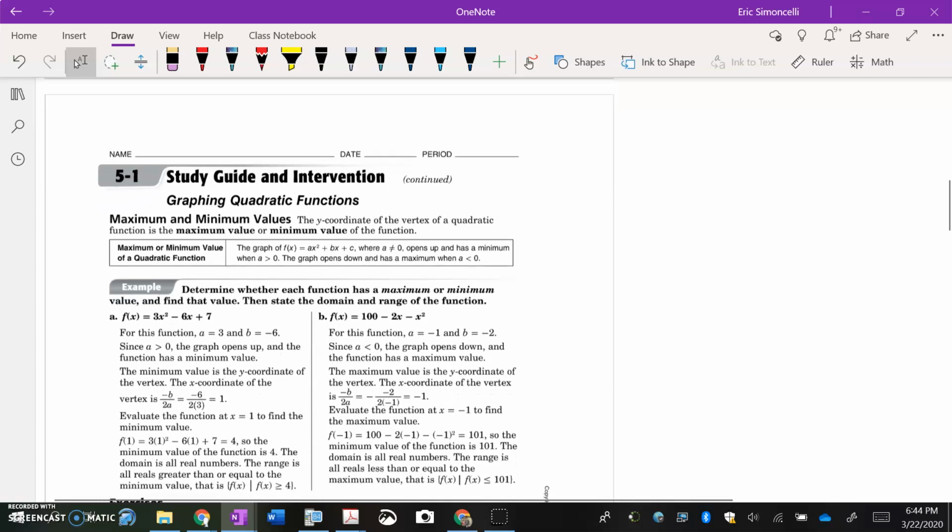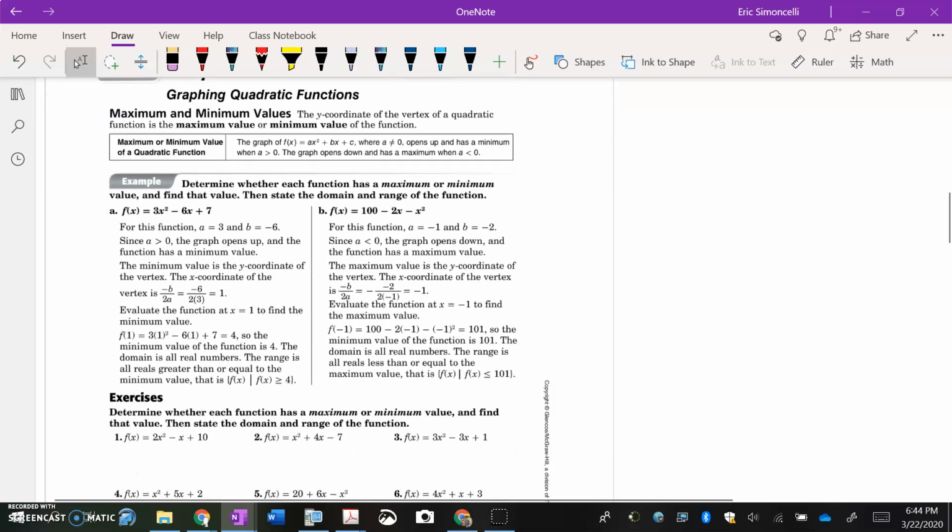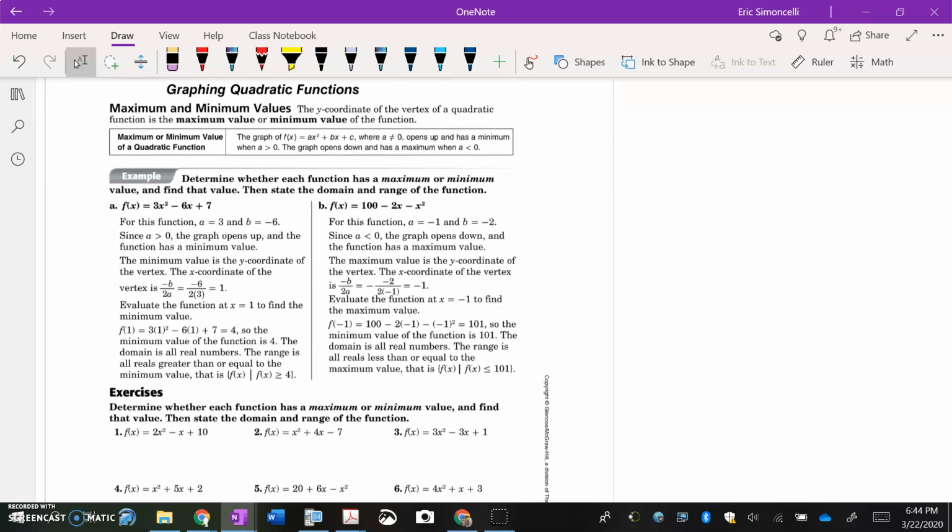So moving on, it says, continuing, of course, graphing quadratic functions, maximum and minimum values. The y-coordinate of the vertex of a quadratic function is the maximum value or minimum value of the function. So max or min value. The graph of the function, again, where a can't be equal to 0, opens up and has a minimum when a is greater than 0, but it also opens down and has a max when a is less than 0.